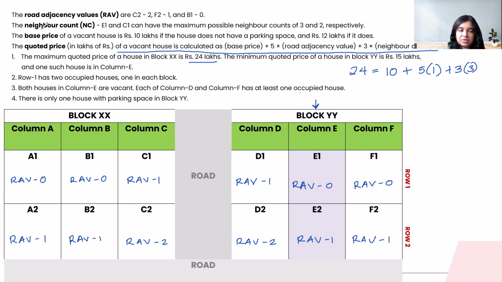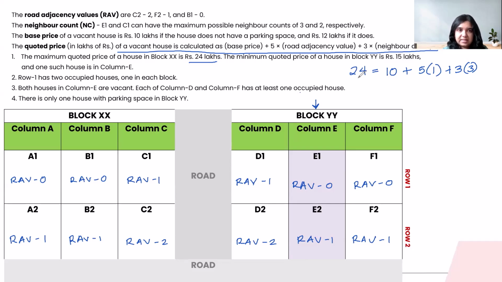We have taken a look at what a neighboring count is, right? So the neighbors can only be either horizontal or vertical. That means C1 can have a maximum of 2 neighbors. So this does not work for C1. Is there any other with RAV 1? Again, A2 can have only 2 neighbors, either A1 or B2. If I take B2, however, I can have 3 neighbors for B2. I can have A2, B1, and C2, which means this fills in the particular narrative given for the 24 lakhs.